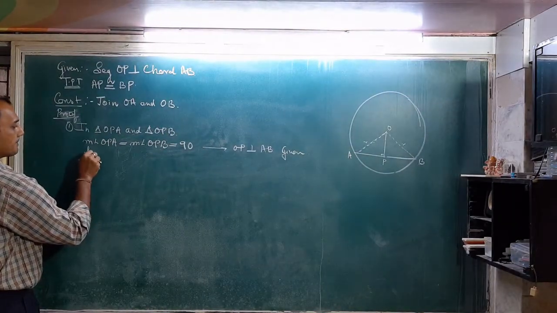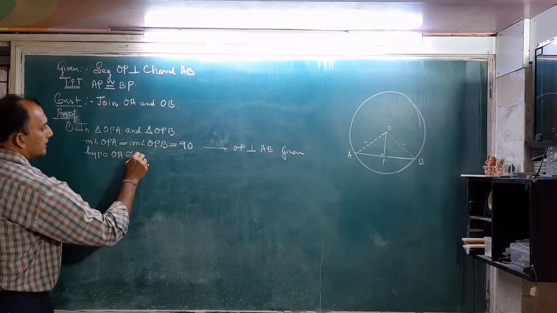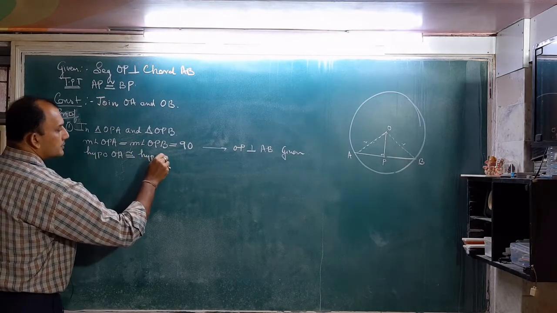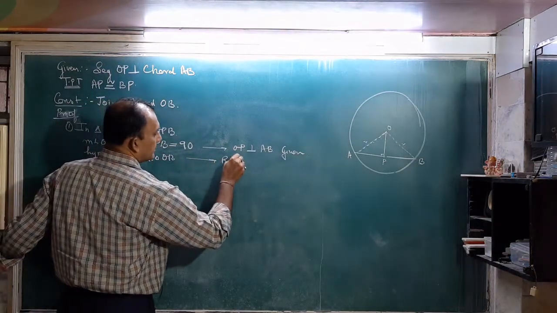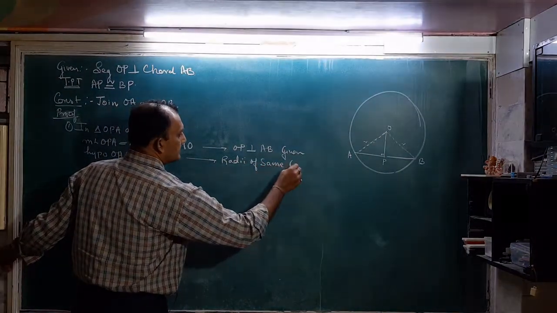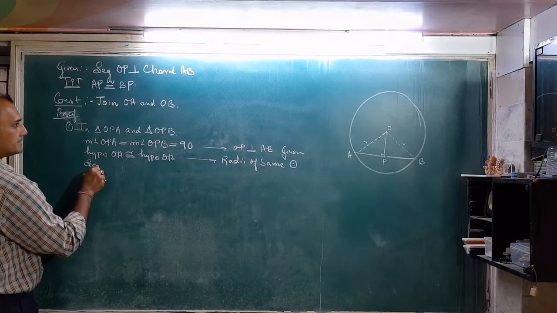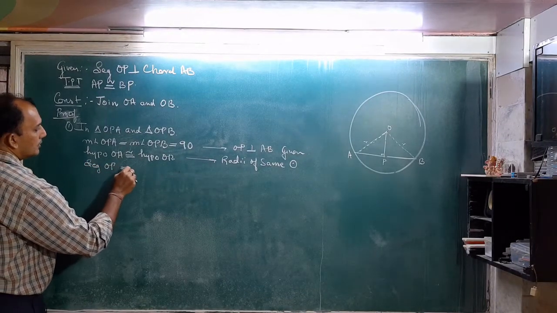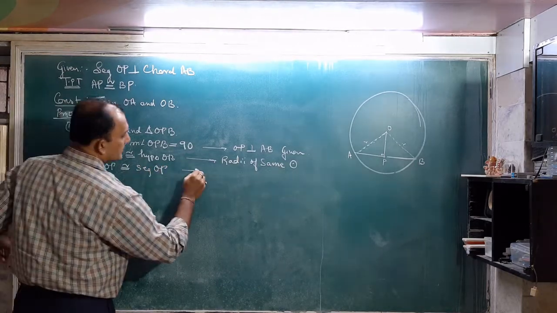In this, hypotenuse OA is congruent to hypotenuse OB because they are radii of the same circle. Next, I have seg OP congruent to seg OP. This is the common side.